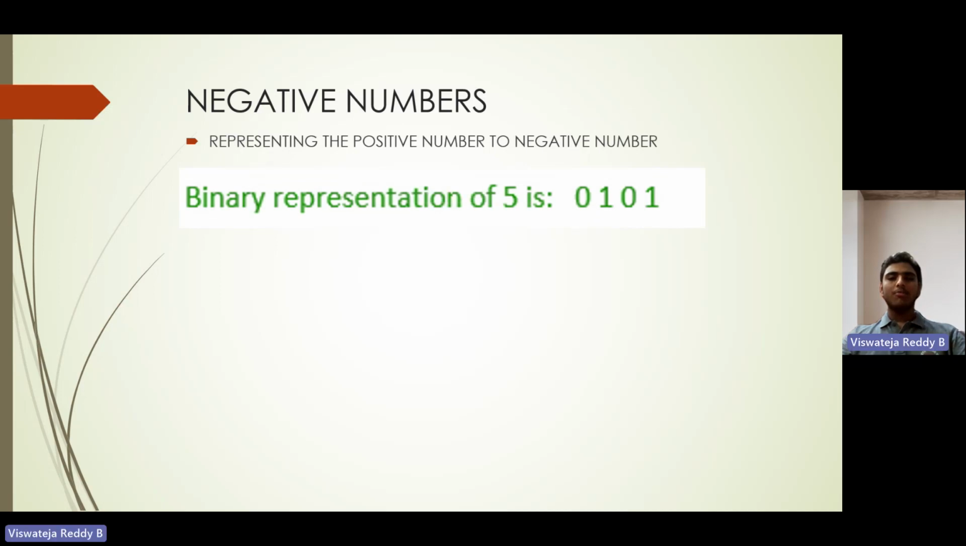So let's take an example of 5. First of all, representing 5 in binary as 0, 1, 0, 1. The one's complement of 5 is reversing the number, as 1, 0, 1, 0. All the zeros are converted to 1 and all the ones are converted to 0. So 0, 1, 0, 1 is converted to 1, 0, 1, 0.